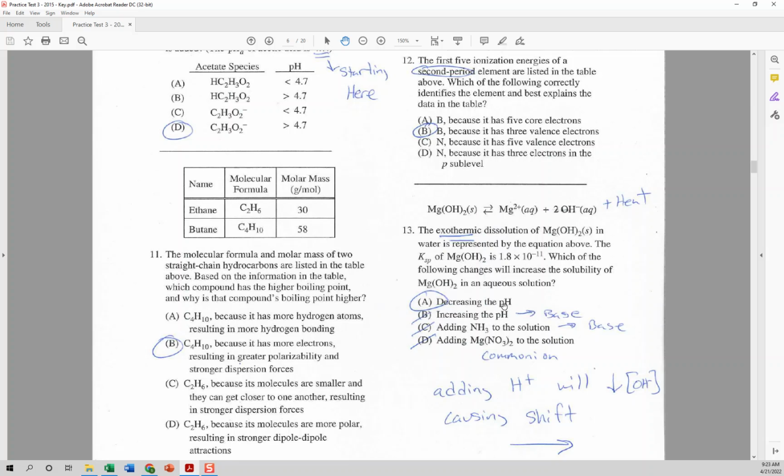Decreasing the pH means adding acid, adding H+. If you add H+, the H+ is going to take out the OH-, decreasing the amount of hydroxide, and that's going to cause the shift this way. So when you're dissolving a metallic hydroxide in water, it's going to dissolve more in an acidic solution. So decreasing the pH is going to make this more soluble.